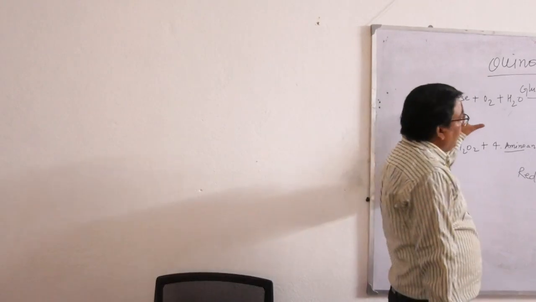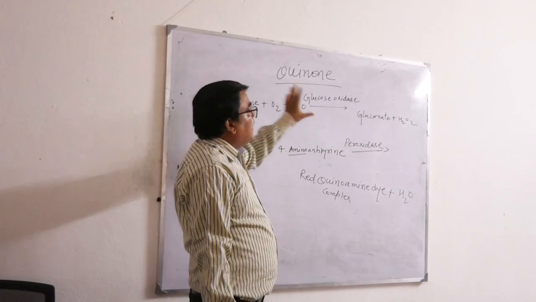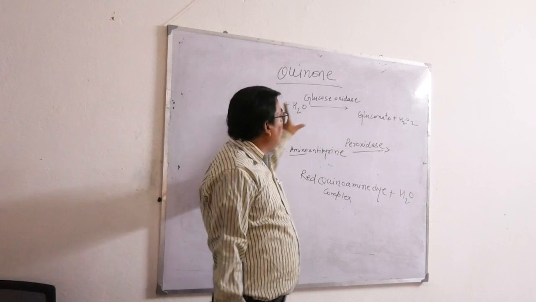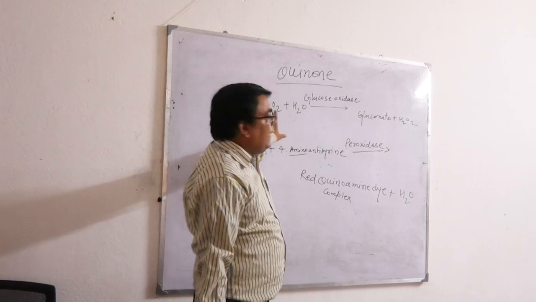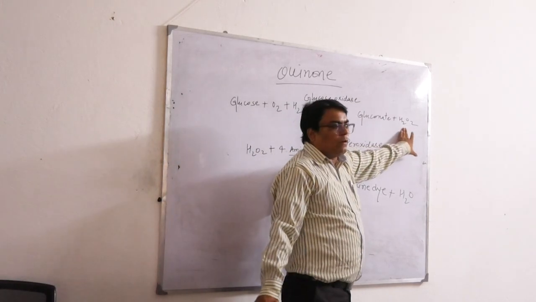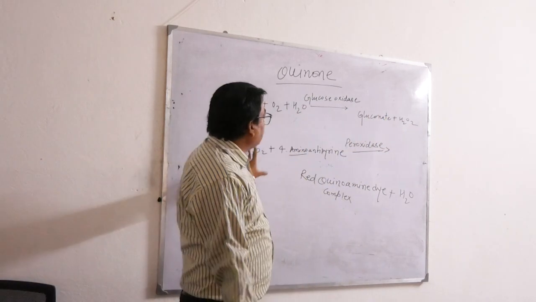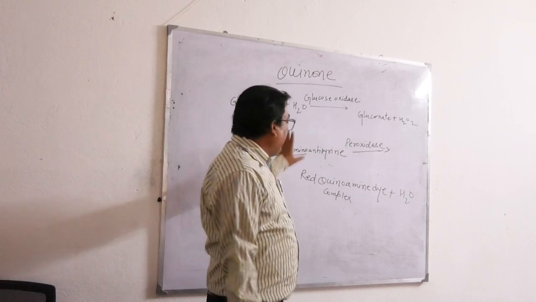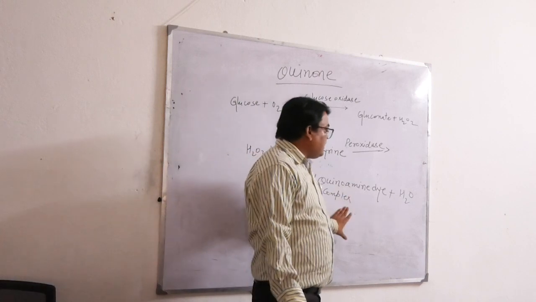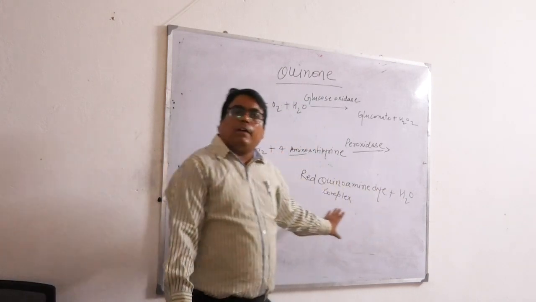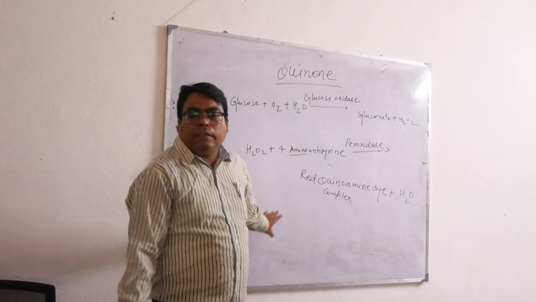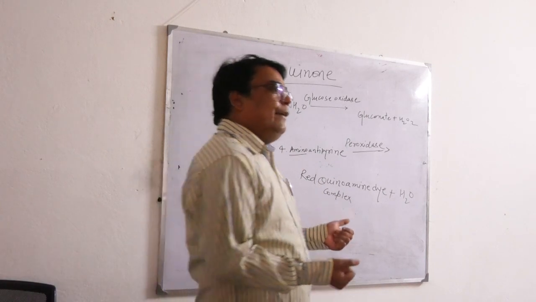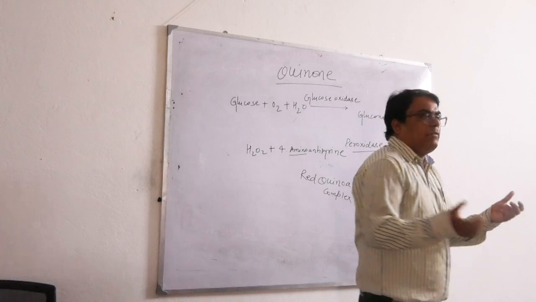As per your principle, when glucose oxidase reacts on glucose, it forms gluconate and hydrogen peroxide. This hydrogen peroxide reacts in the presence of peroxidase with 4-amino antipyrine. It forms a red quinoneimine complex with the removal of one hydrogen. So as you already know, for the quantitative estimation, what do we require?